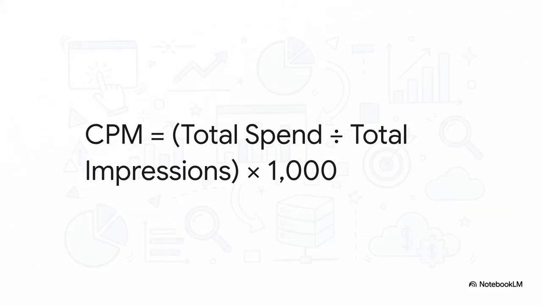Let's quickly highlight the math behind CPM since it's the industry standard buying model in programmatic advertising, display networks, and honestly, a whole lot of video. Your CPM is your total spend divided by total impressions multiplied by 1,000. So if you buy a $5 CPM, you are paying exactly $5 every single time your ad is shown 1,000 times.